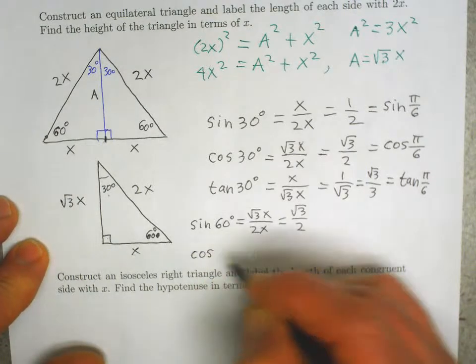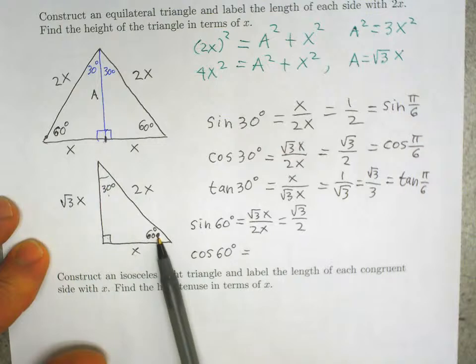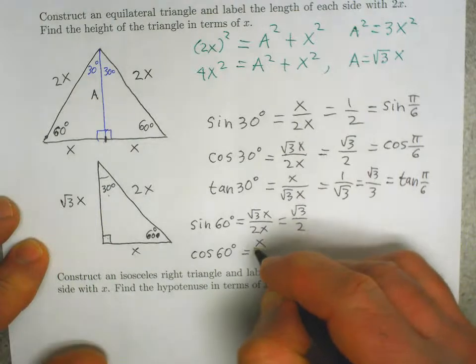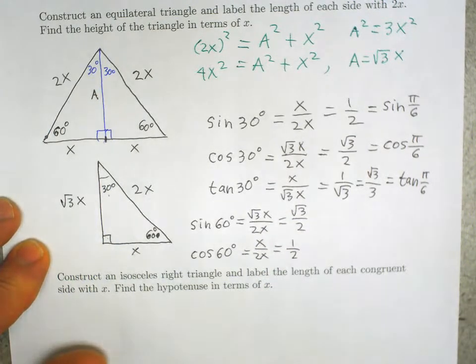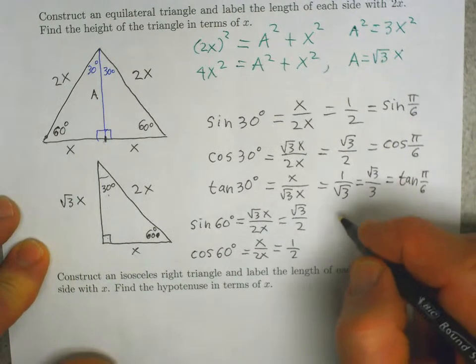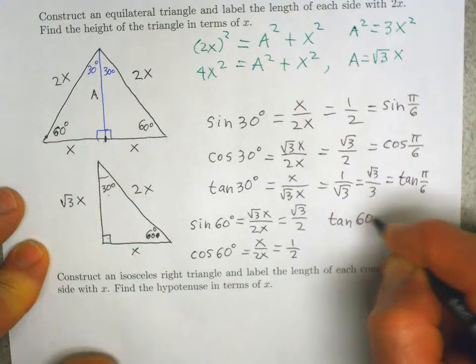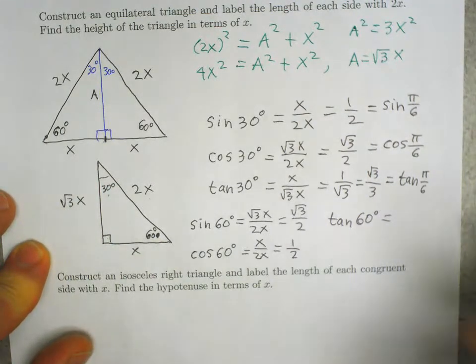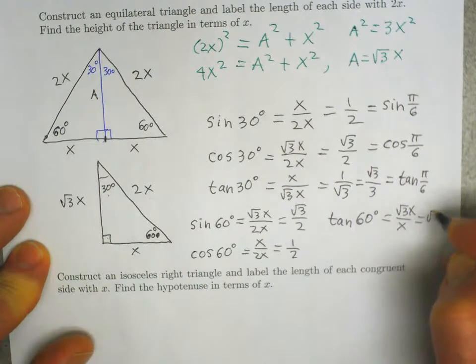Cosine of 60 degrees. So adjacent to the 60-degree angle is x, and the hypotenuse is 2x. So x divided by 2x is 1/2. And then finally, tangent of 60. That's opposite over adjacent. So that's the square root of 3x over x equals the square root of 3.